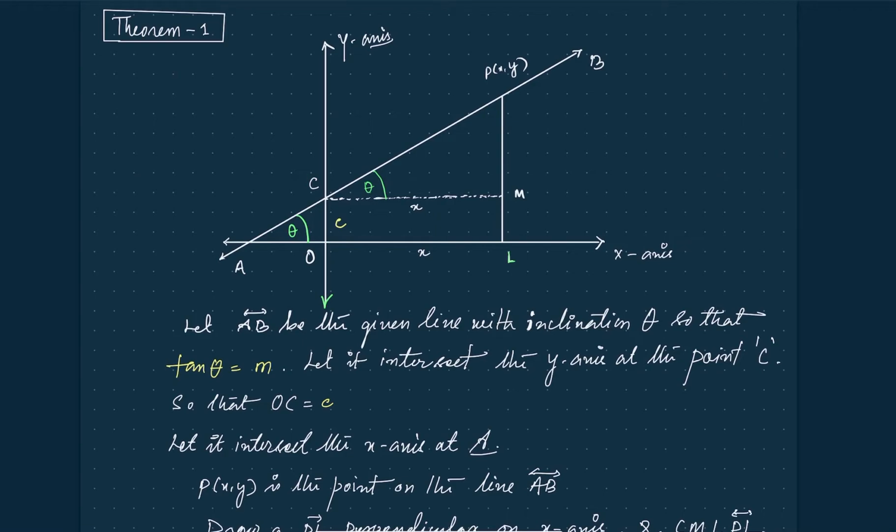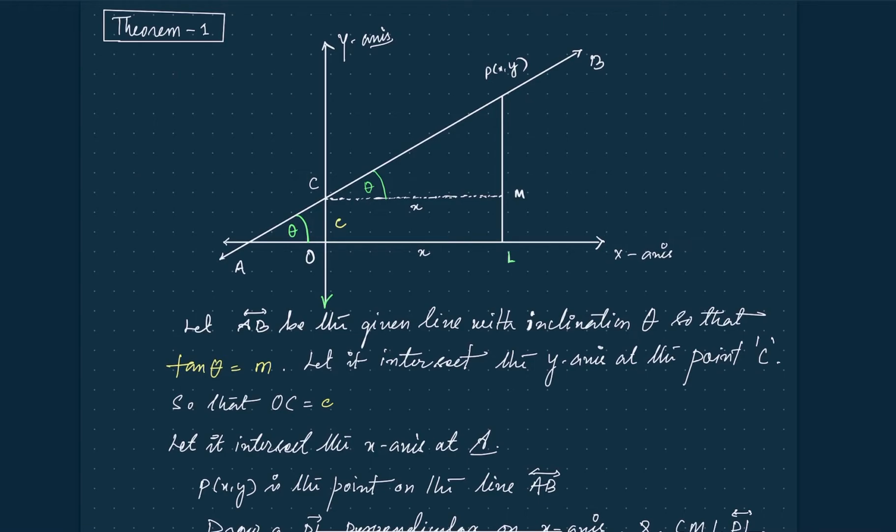So today we are going to discuss the equation of a straight line. We are going to discuss how the equation of a straight line looks if a y-intercept is given to us, and if the x-intercept is given to us, then what is the equation?